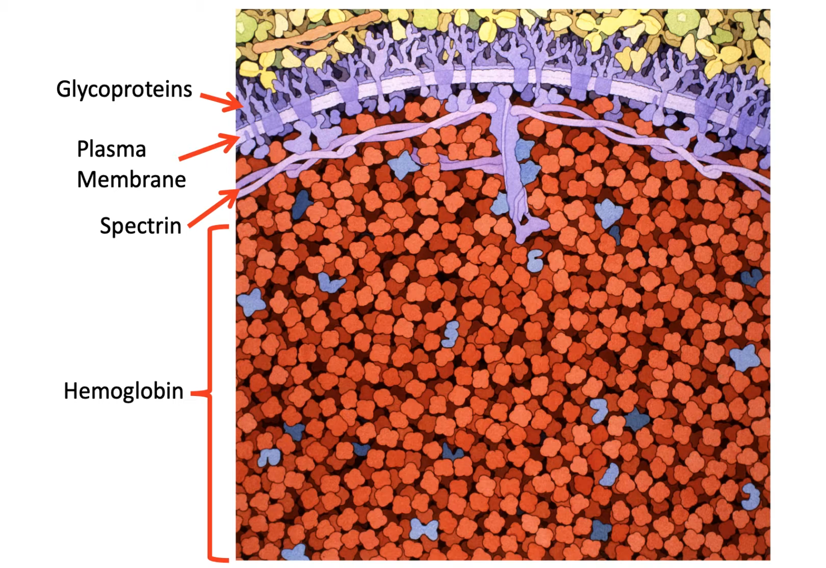Also, in this cell, you can see all of the hemoglobin molecules just packed into that cell. So that's the approximate concentration of those hemoglobin molecules that are picking up the oxygen and carrying those to the cells and tissues.